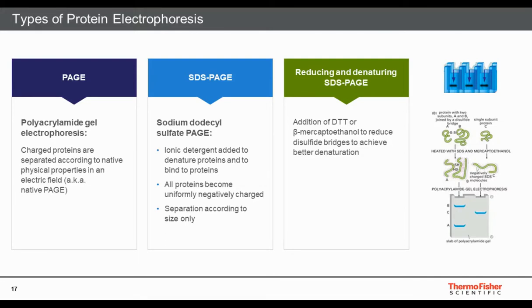Reducing agent like DTT or beta-mercaptoethanol can reduce disulfide bridges to achieve better denaturation. The negatively charged SDS molecule then binds uniformly to the entire protein, which results in separation according to the size of the protein. The smaller subunit A migrates faster than the bigger subunit B, thereby creating a size-based separation on the slab of polyacrylamide gel.